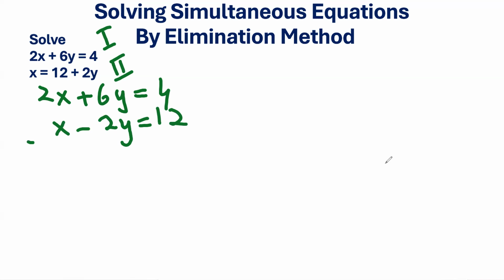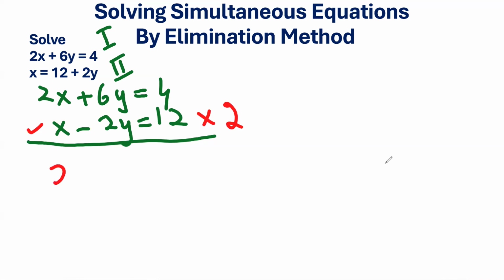Now you have to eliminate either x or y. X can be eliminated if you multiply equation number 2 by 2. What is the reason? Because this is 1x. When you multiply by 2, it will become 2x. Then 2x minus 2x will be cancelled. X will be eliminated. So let's multiply equation number 2 by 2.